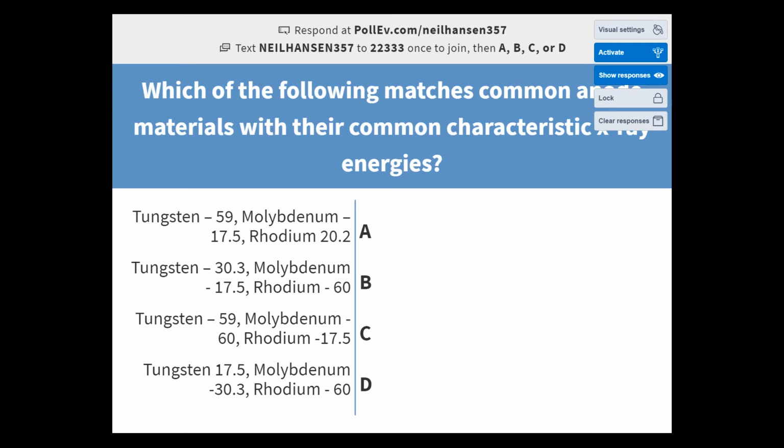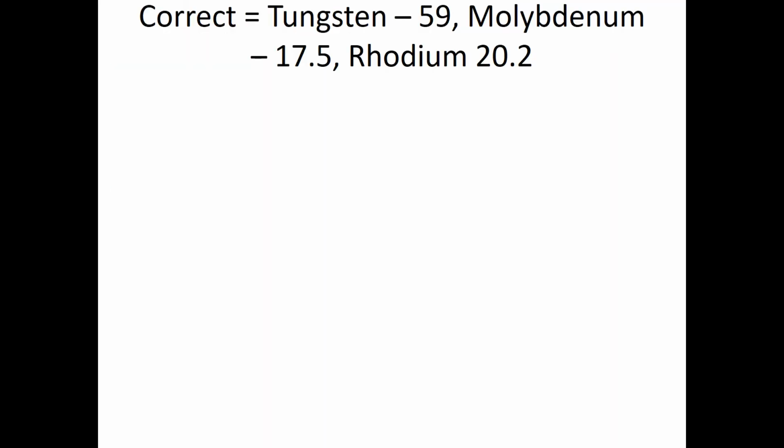All right, which of the following matches common anode materials with their common characteristic X-ray energies? I'll give you a second, or you can pause if you need more time. The correct answer is tungsten 59, molybdenum 17.5, and rhodium 20.2. Tungsten is the most commonly used atom in an X-ray tube generating machine. Molybdenum and rhodium are used in mammographic imaging setups because of their preferential causation of the photoelectric effect, which we'll get into.